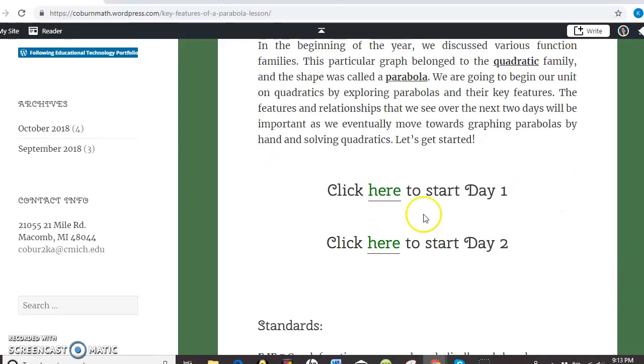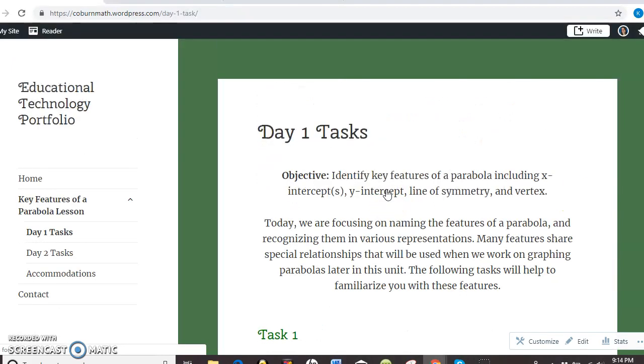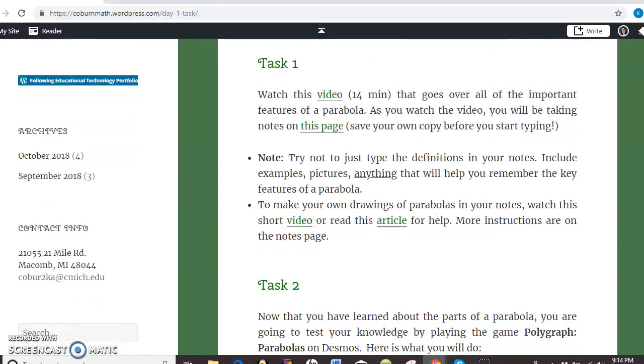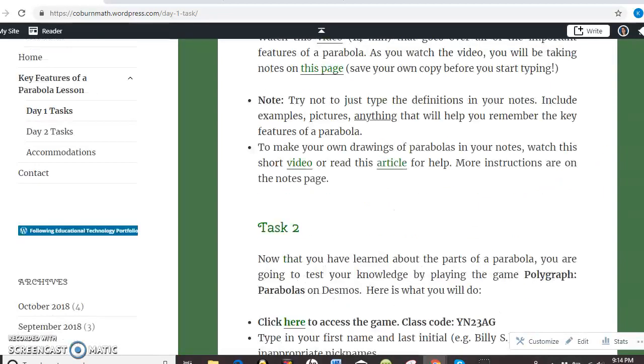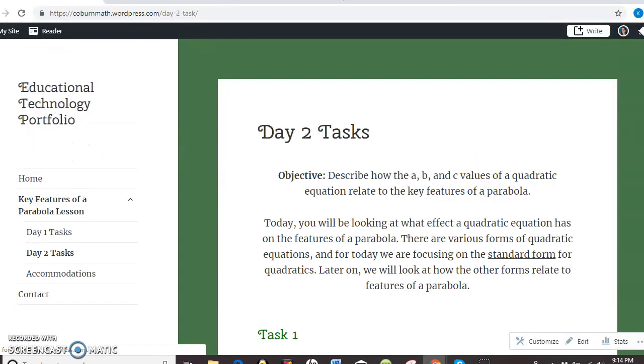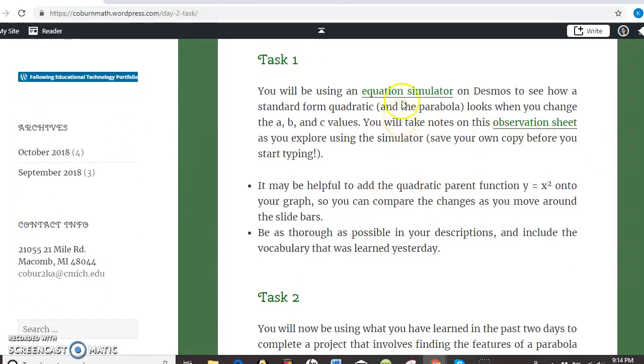This has them going through different tasks, like again watching a video, typing notes, and playing an online game to build on their vocabulary. In day 2, they are using a simulator. I have found simulators to be really helpful, because they get to try to figure out on their own what's happening as they compare different variations of, in this case, an equation.